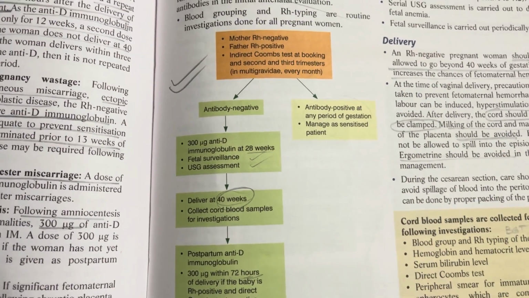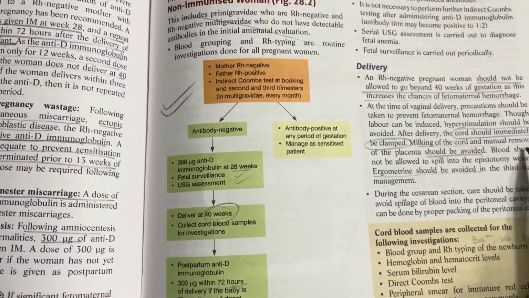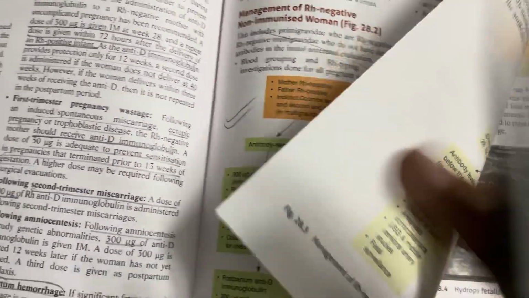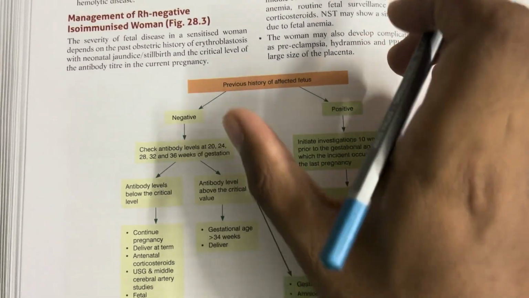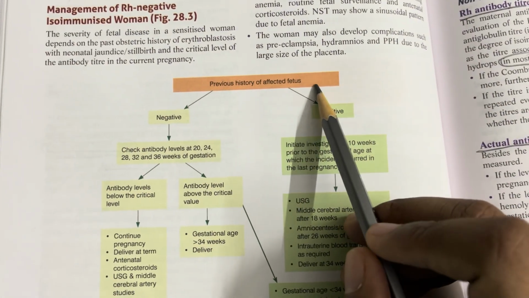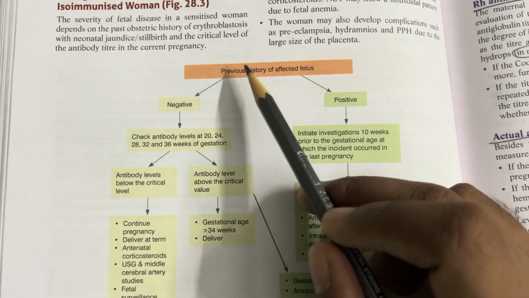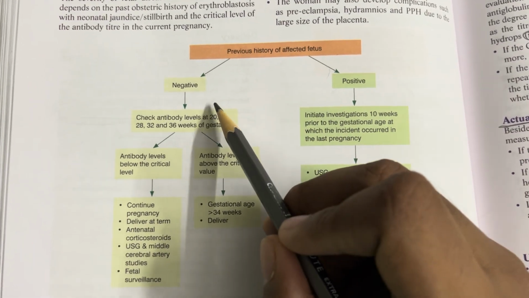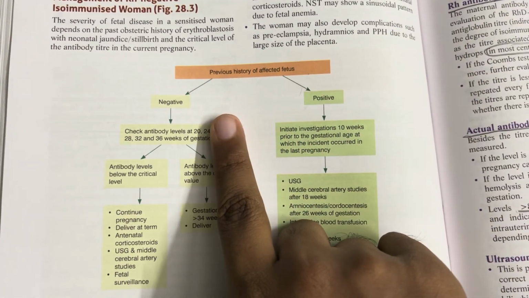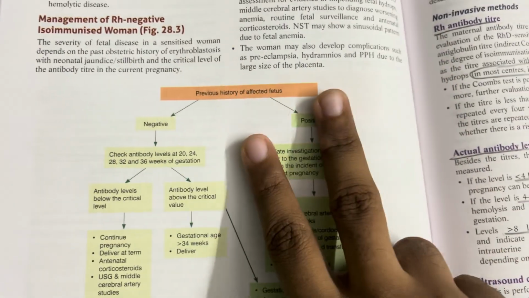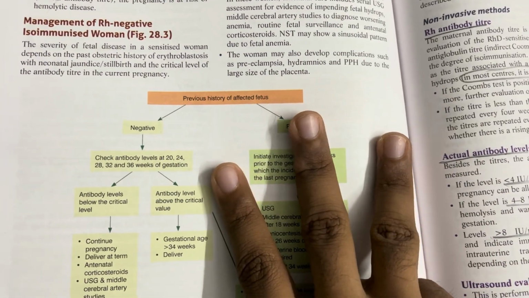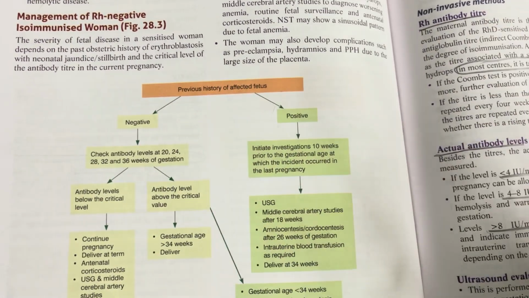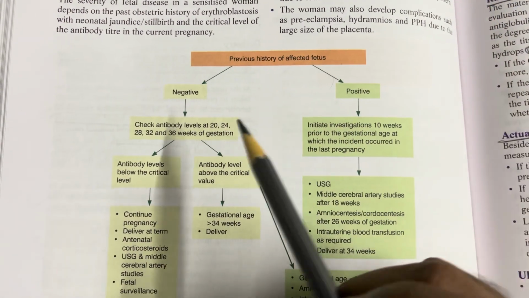But in the case of a sensitized woman, you think about the previous history of an affected fetus. If the previous fetus is not affected, then first you check the antibody levels. If the antibodies are positive, you check for fetal anemia. If fetal anemia is there, you try to grade the anemia as mild, moderate or severe, and you plan accordingly. This is what you need to remember.